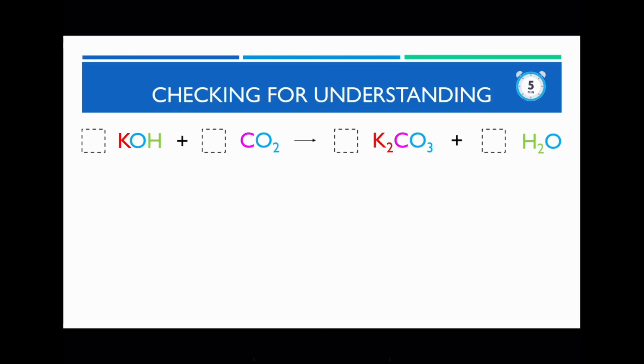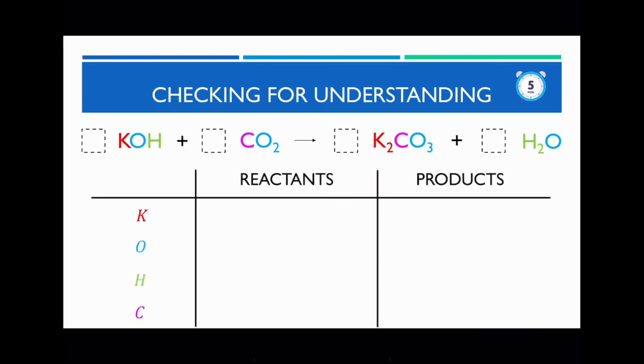So for this question, as always, we need to construct our table and list all the elements present. We'll now start to count each individual atom present. On the left hand side, in my reactants, I can see that there is only 1 potassium atom. There are oxygen atoms in each of these reactants, so we've got 1 plus 2, therefore there are 3 oxygen atoms in my reactants.